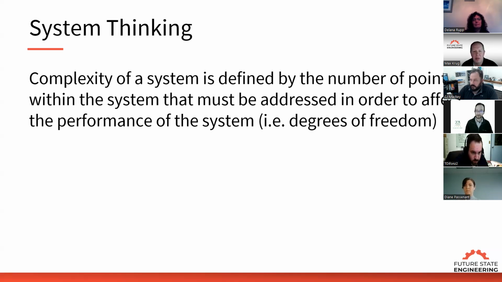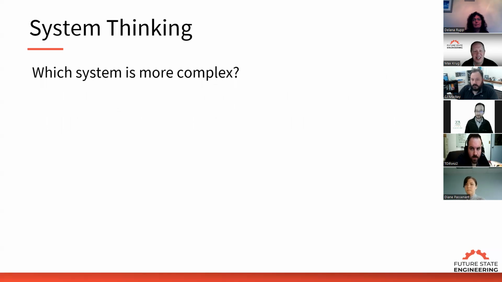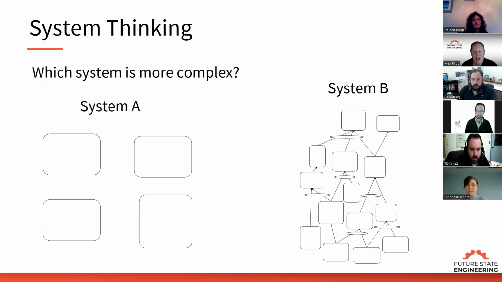So if we look at the system again, given that definition, and I look at system A, I have to touch 4 points to affect this system. There's 4 degrees of freedom. But in system B, if I could find the right leverage point and change that, because I have interrelationships and interdependencies, I can affect system B with 1 degree of freedom. So system B is actually less complex than system A from that perspective.